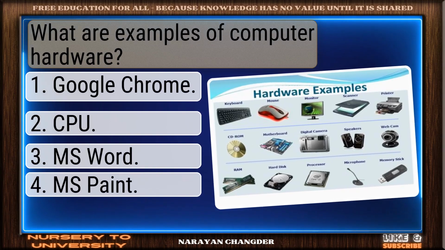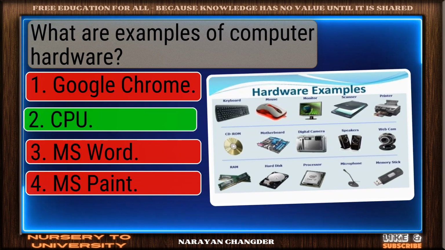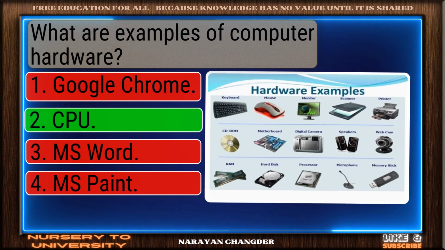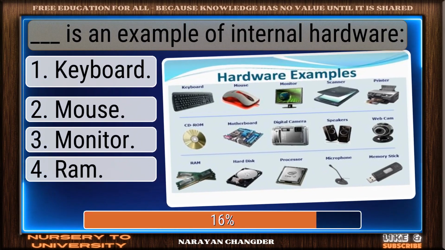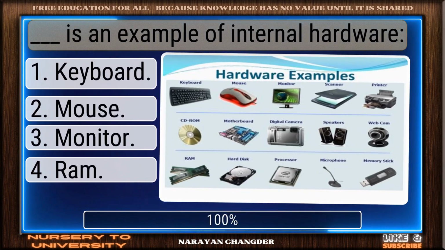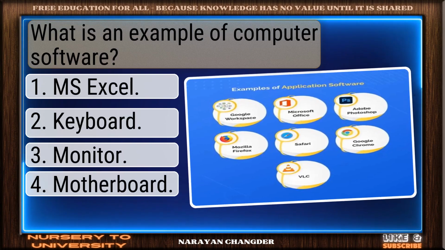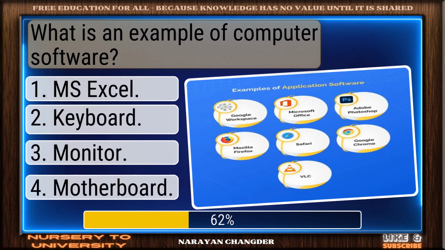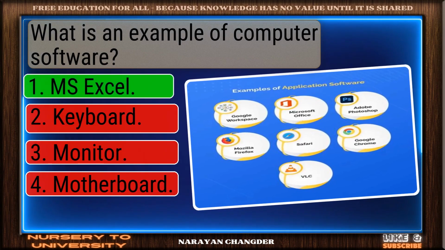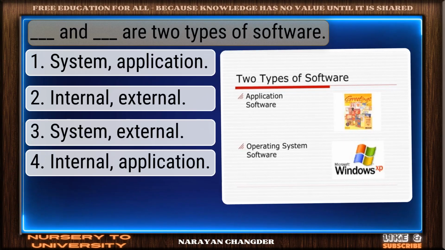What are examples of computer hardware? Bravo, CPU is the answer. Dash is an example of internal hardware. Well done. RAM is the right choice. What is an example of computer software? You're right. MS Excel is the correct answer.